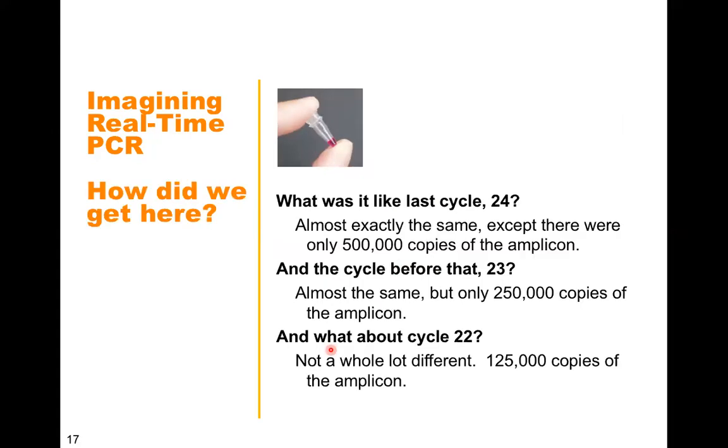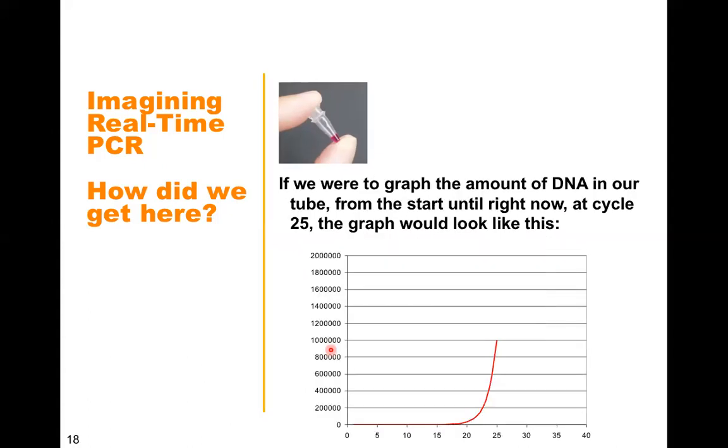As per our calculation, what will be the number of molecules at cycle number 24, 23, and 22? We know that the amount gets doubled. So at cycle 24, it will be half, say 5 lakh. At cycle 23, it will be 2,50,000. And at cycle 22, it will be 1,25,000. This is how the number increases. This is how the graph looks, where one can see that on the x-axis the cycle number is there, and on the y-axis the number of molecules or fluorescence is there. So at cycle 25, 10 lakh molecules are there.